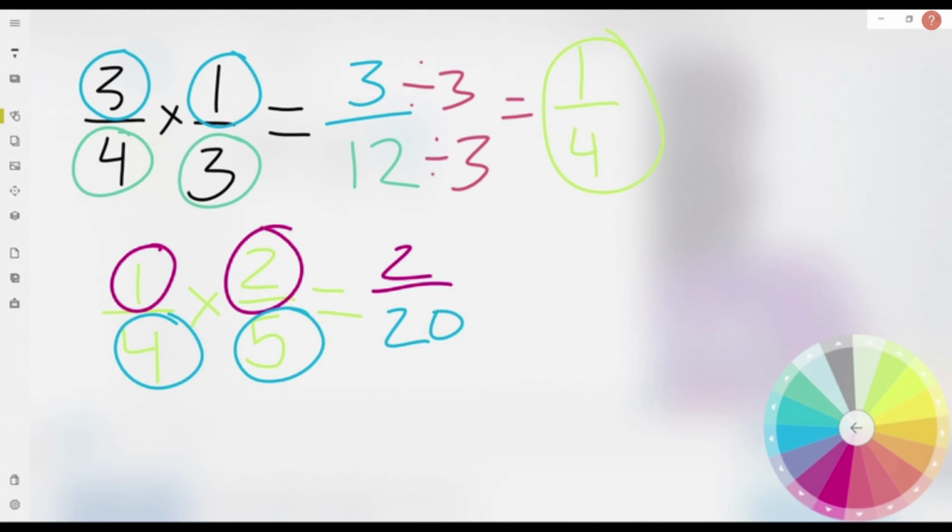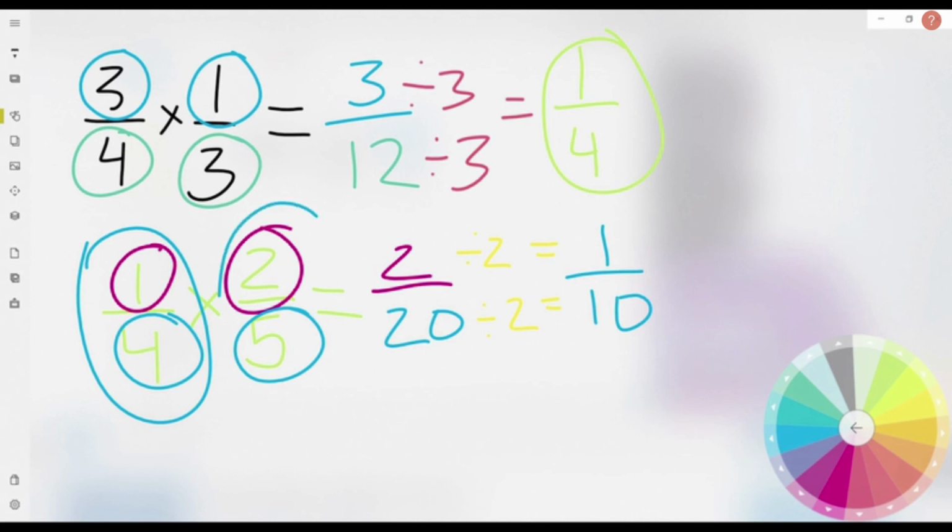Is that in simplest form? Nah. So what we are going to do next is find what number we can take out of both our numerator and our denominator. And it's 2. So we'll take a 2 out of our numerator and a 2 out of our denominator. 2 divided by 2 equals 1. 20 divided by 2 is 10. So 1/4 times 2/5 equals 1/10.